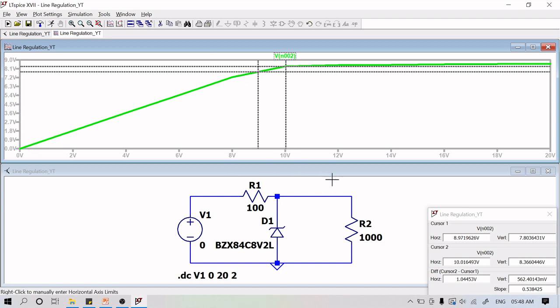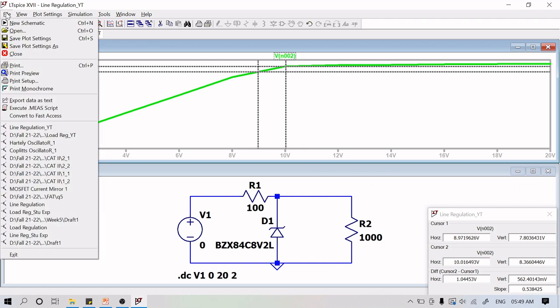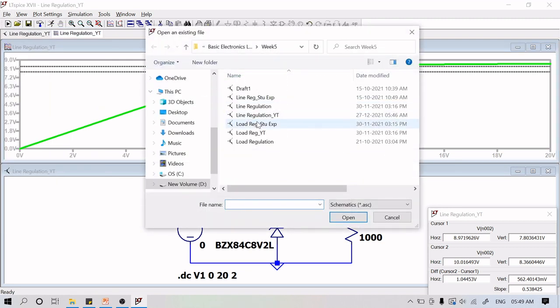I hope you understood. This is the change on your input side, and this is the change on your output side, so you can measure the change. You can see the slope is measured to be 0.53. So 0.53 into 100, that is 53 percentage line regulation. So there is nothing more to explain than that. If you want to change the settings, you select them, that's it. Now let me go to the load regulation part.